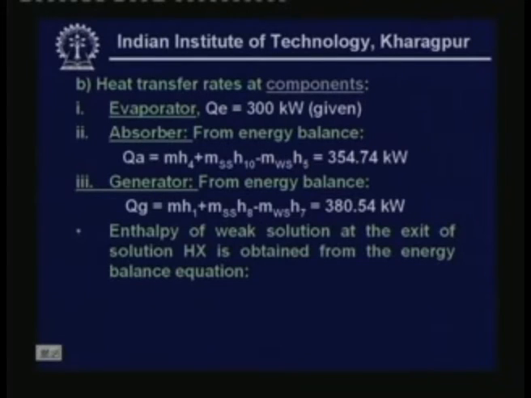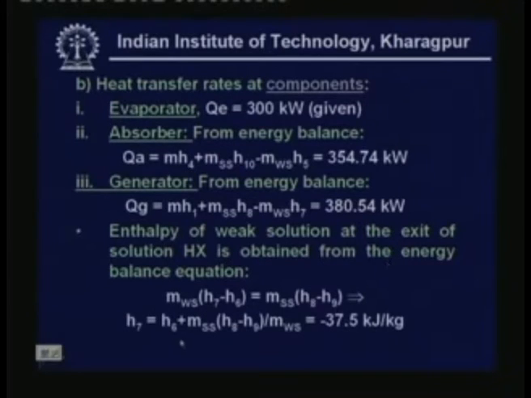So, let me give that equation. Enthalpy of weak solution at the exit of solution heat exchanger is obtained from the energy balance equation, which is very easy. Energy gained by the weak solution is equal to energy lost by the strong solution. Energy gained by the weak solution is MWS into H7 minus H6. This is equal to energy lost by the strong solution, that is MSS into H8 minus H9. So, H7 is equal to H6 plus MSS into H8 minus H9 divided by MWS, and we know everything on the right hand side. That means we know all the enthalpies, we also know the mass flow rates. If you substitute these values, you find that the enthalpy is minus 37.5 kilojoule per kg.